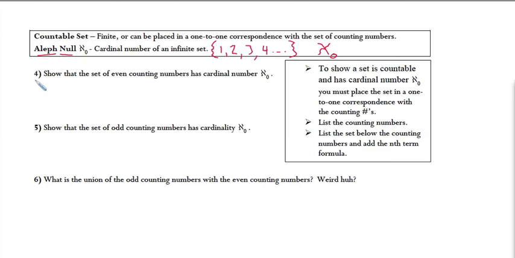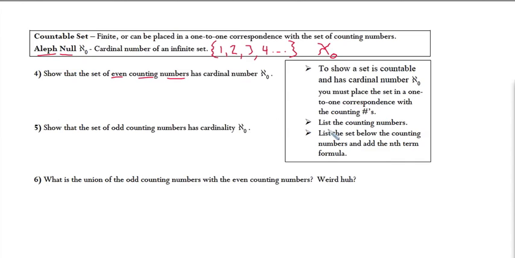So our first question says, show that the set of even counting numbers has cardinal number Aleph-Null. They didn't give us a set here. They just said even counting numbers, so we should know what that is. Let's come over here to our directions and see what we have to do. It says, to show a set is countable and has cardinal number Aleph-Null, you must place the set in a one-to-one correspondence with the counting numbers.